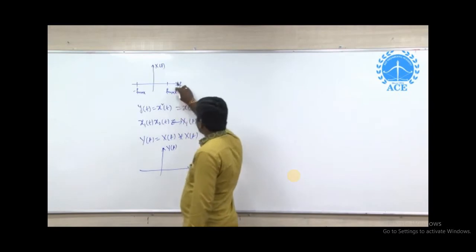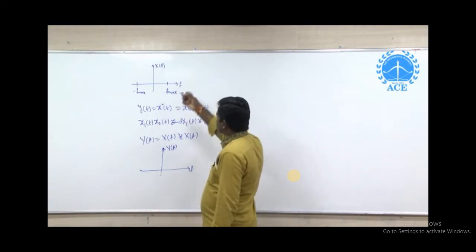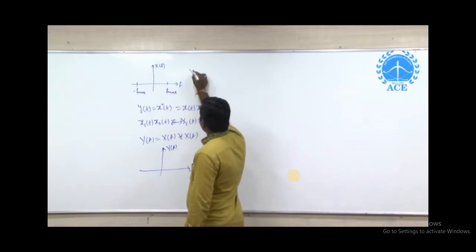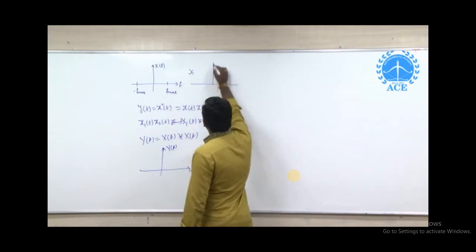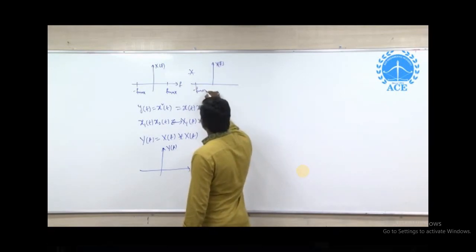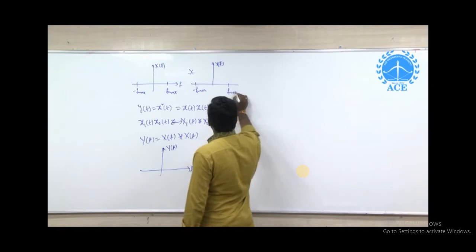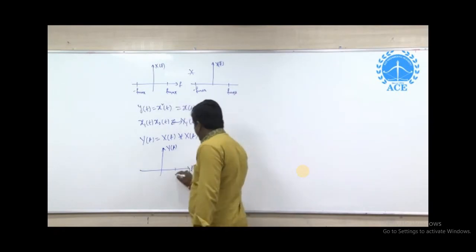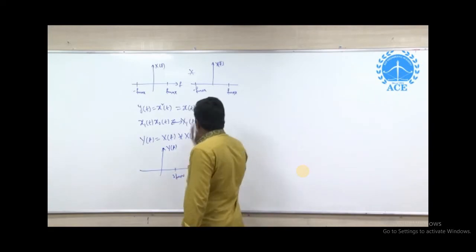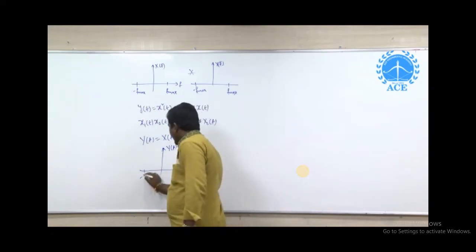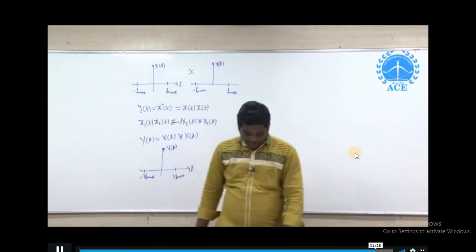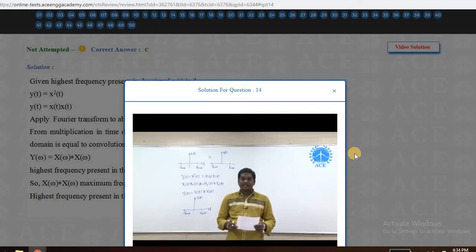see, convolution of this x of f with itself. So what is the logic in the convolution is to get the upper limit. So you have to convolve this again with the same signal, x of f. So this is minus f max, this is f max. So the upper limit is nothing but addition of these two, f max plus f max. 2 f max, minus f max, minus 2 f max. So the highest frequency in y of t is 2 f max. So the right answer is C.